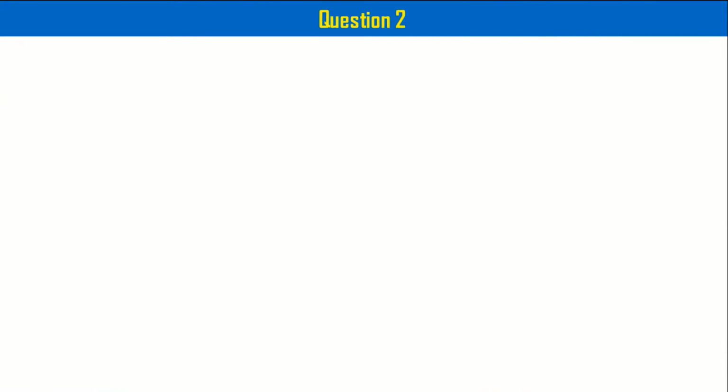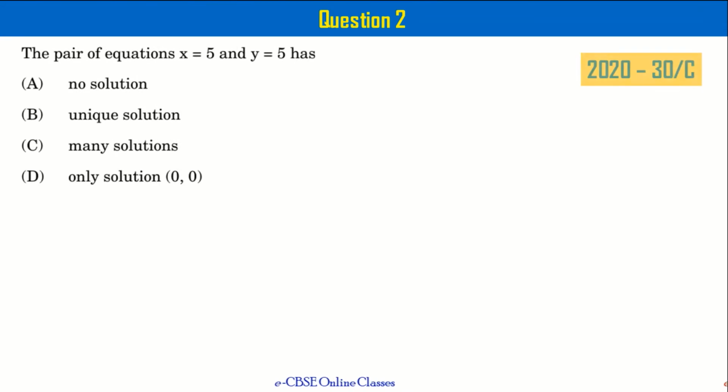Let's go to the next question, that is question number 2. The pair of equations x equal to 5 and y equal to 5 has four different options given. The choices were no solution, unique solution, many solutions, and only solution, that is 0 comma 0.